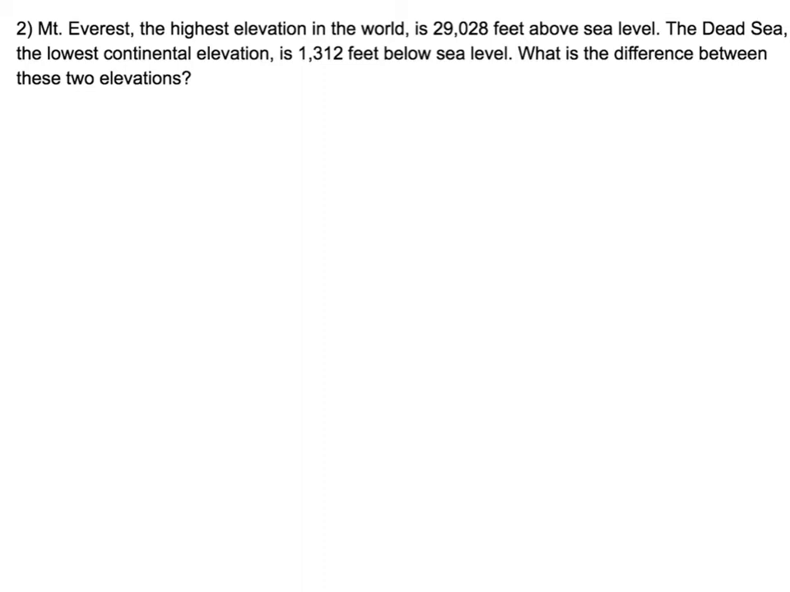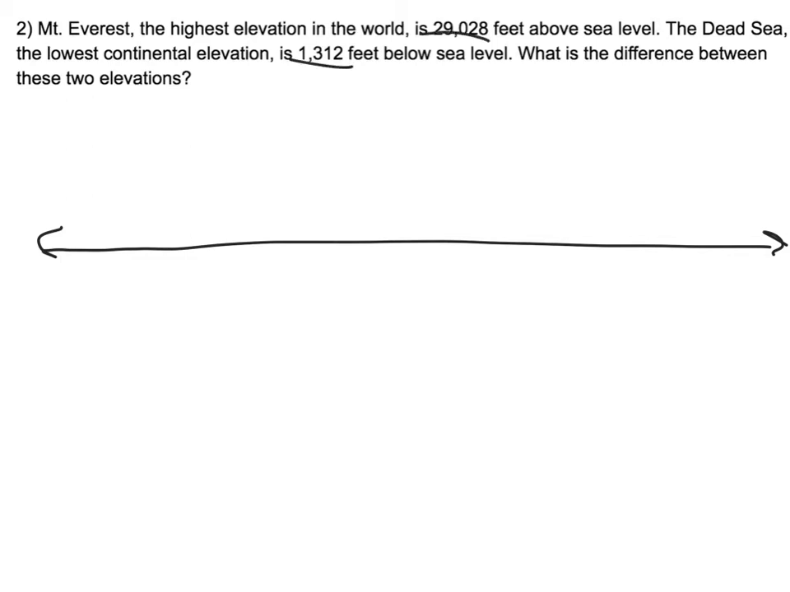So let's once again start with a number line. Now I'm not going to write every individual number between negative 1,312 and positive 29,028. We simply don't have time for that. But we will write the numbers as sort of an estimate. Remember this says below sea level, which means that 1,312 needs to be written as a negative number. Let's say 0 is about here then. And all the way over here is going to be 29,028.